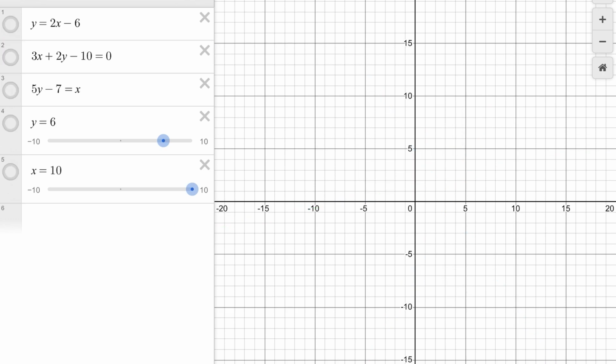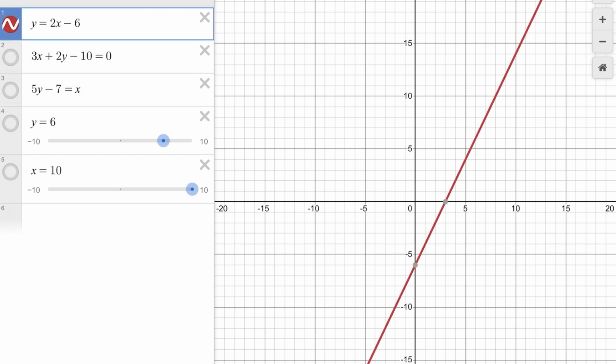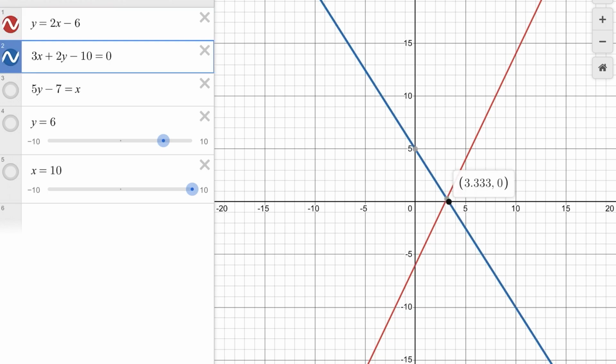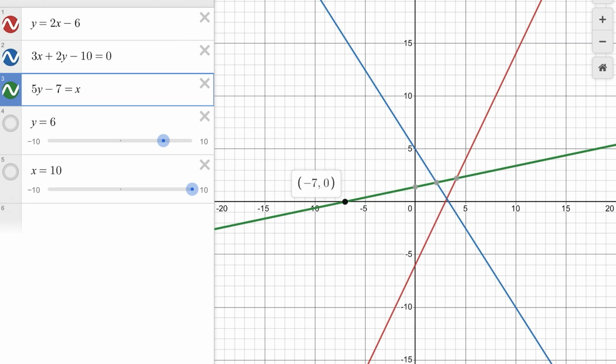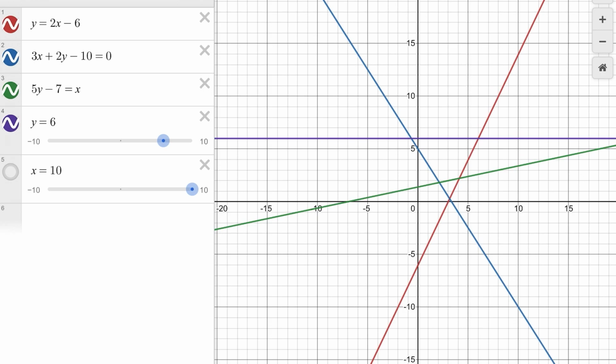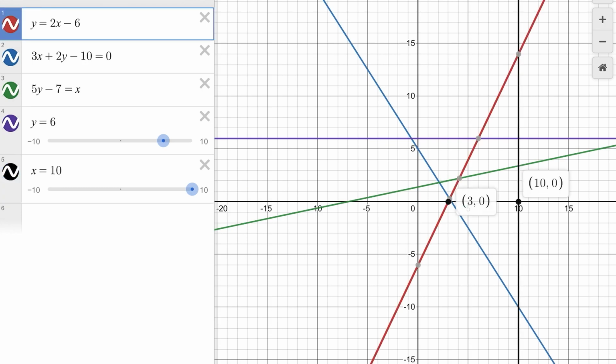All right, now let's take a look at what's in common with our x-intercept. So for the line y equals 2x minus 6, the x-intercept is at 3, 0. In this next one, the x-intercept is super close, and it's at 3 1/3, 0. Our next one's x-intercept is at -7, 0. Y equals 6 doesn't have an x-intercept, and we'll talk about y in a minute. And then x equals 10 has its x-intercept at 10, 0.